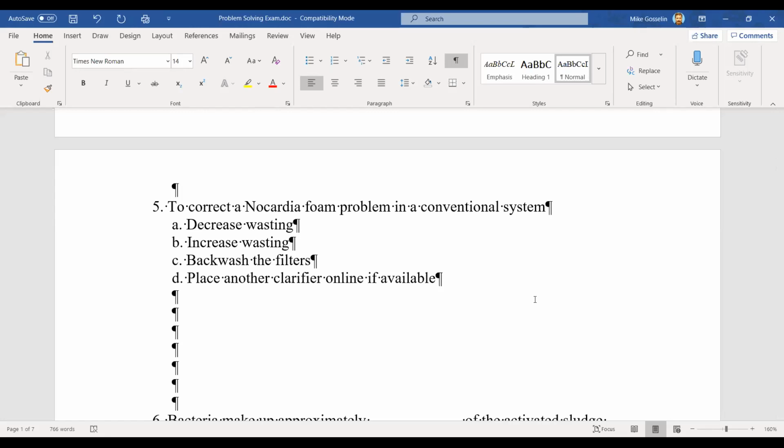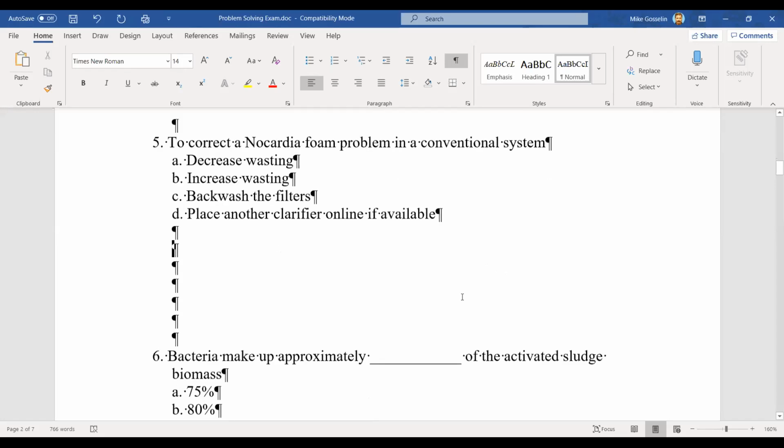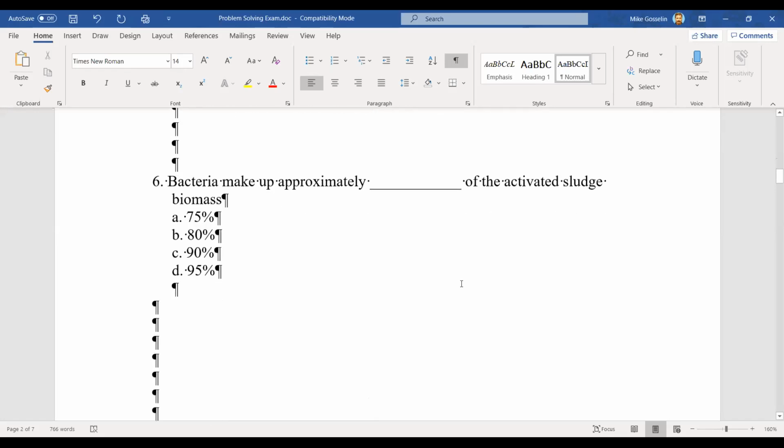I saw an answer of D, place another clarifier in line if available. Definitely it's always a good option if you're trying to correct problems. But in this case, if you have a buildup on a tank, the only way to get rid of it is to increase the wasting. You need to get rid of those microorganisms that are causing that issue. Okay. Bacteria make up approximately blank of the activated sludge.